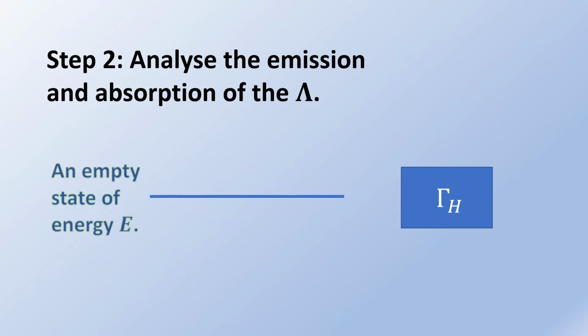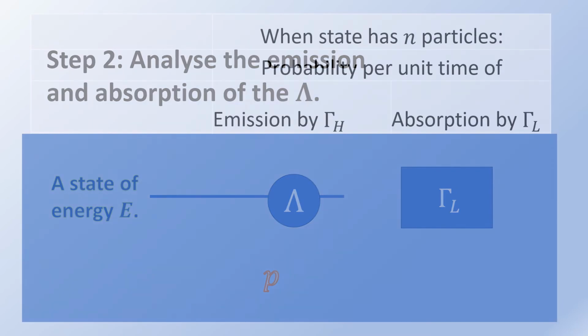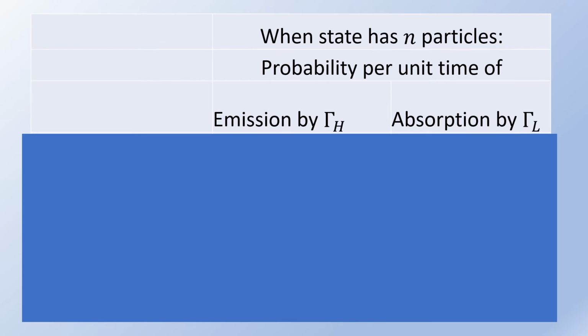Now, let's consider our state to be empty with the excited state of the apparatus, gamma H. Let the probability per unit time of the emission of lambda into the state then be given by P. Can we express the probabilities of emission and absorption when the state has n particles already present in terms of this P? We can, but the values depend on the type of particle under consideration.